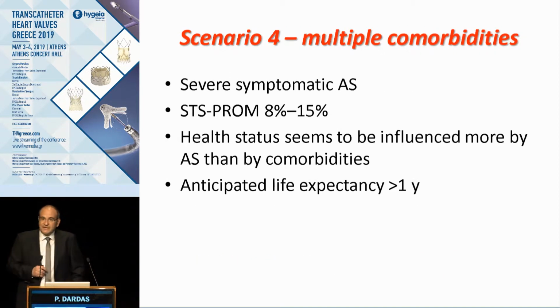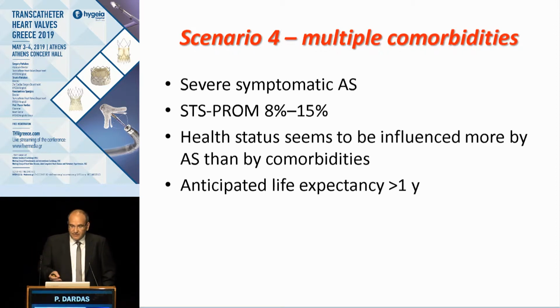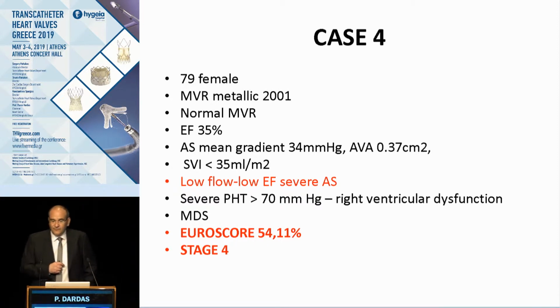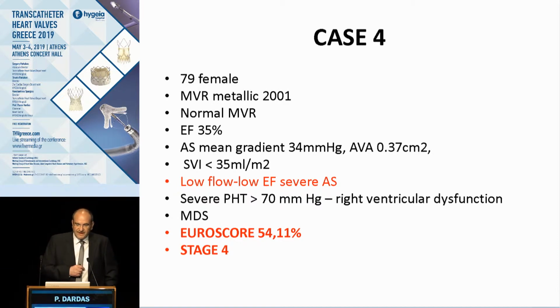Now, another scenario is a patient with multiple comorbidities, severe symptomatic aortic stenosis, high STS score, and other comorbidities, but with anticipated life expectancy of more than 1 year. And this is a case of a 79-year-old lady with previous metallic mitral valve some years ago with normal function, poor LV, ejection fraction 30–35%, severe aortic stenosis, low flow, stroke volume index less than 35, severe pulmonary hypertension, right ventricular dysfunction, and also myelodysplasia. Very high score, and according to previous staging, stage 4.